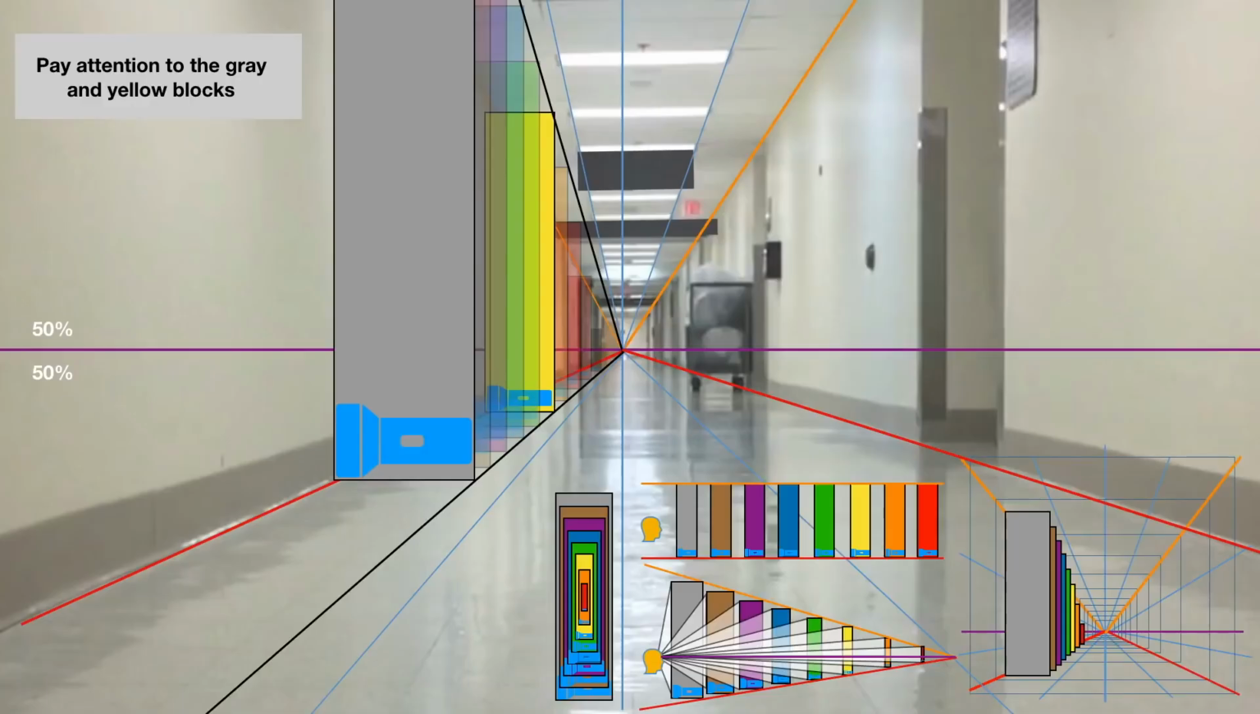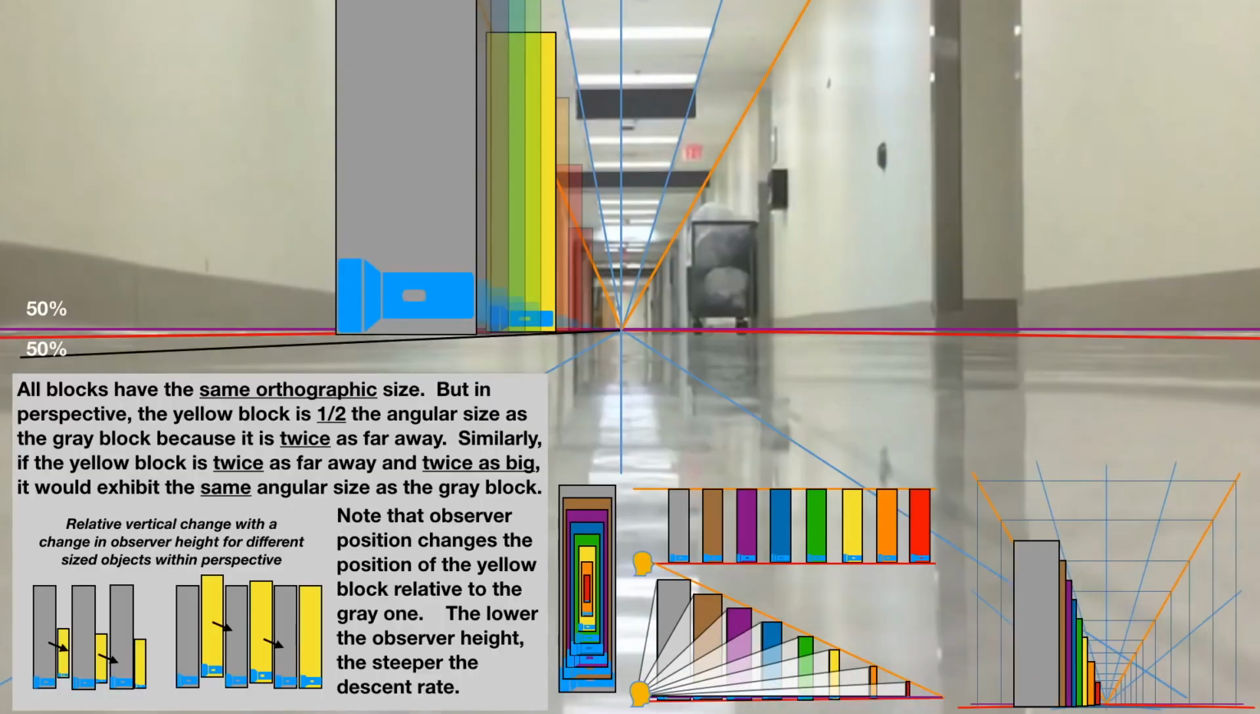So I'm going to take our buildings here, just like we had in our hallway, and I want you to pay attention to the gray and the yellow blocks in this case, or we'll call them the yellow and the gray building or object of any kind within perspective. How does it change when we reduce our height? Okay, so I'm going to reduce our height now. There's one iteration. Here's another iteration. So how did they reduce?